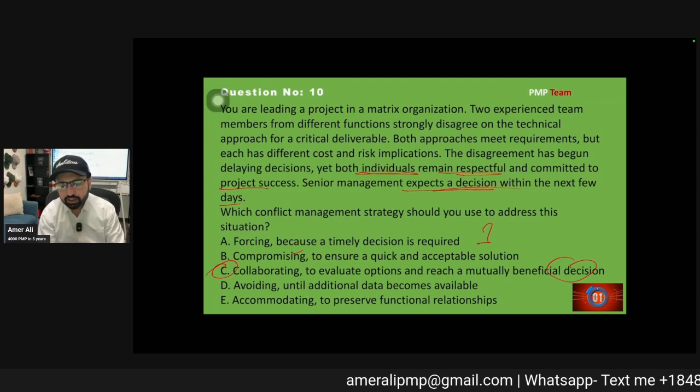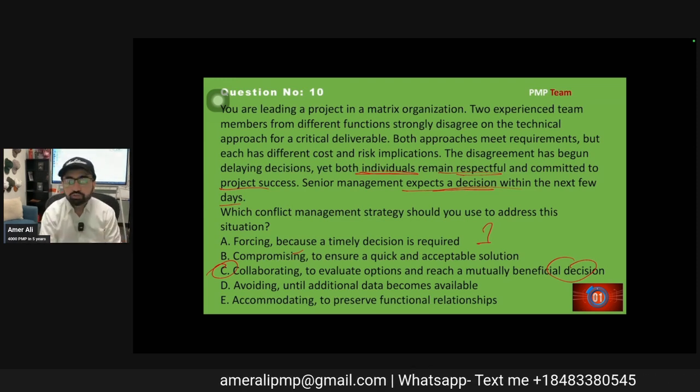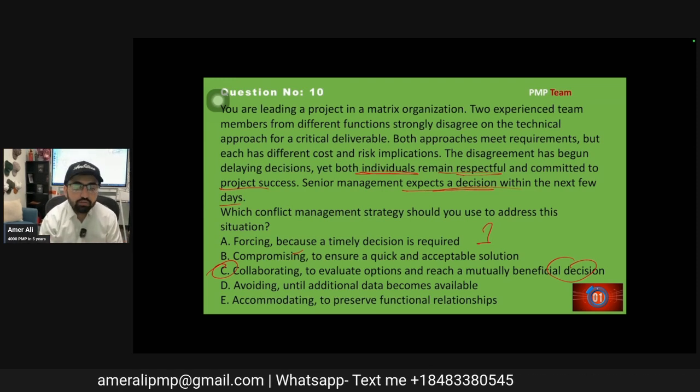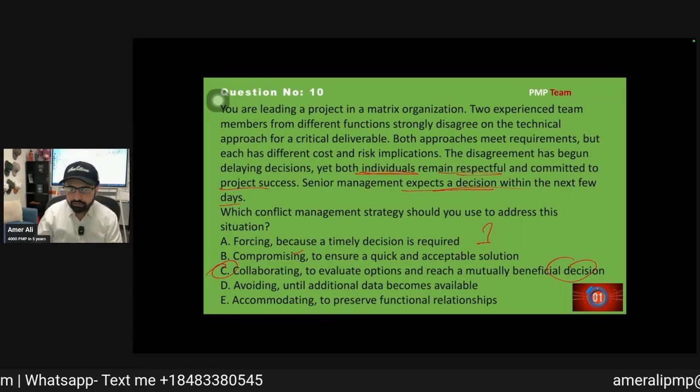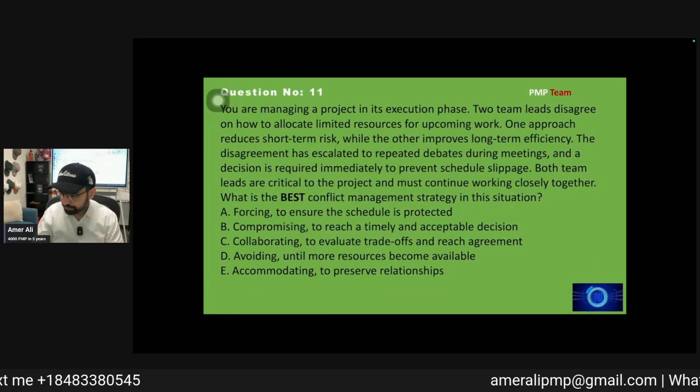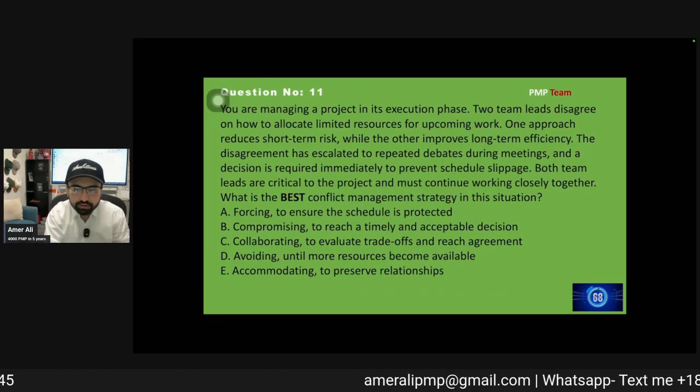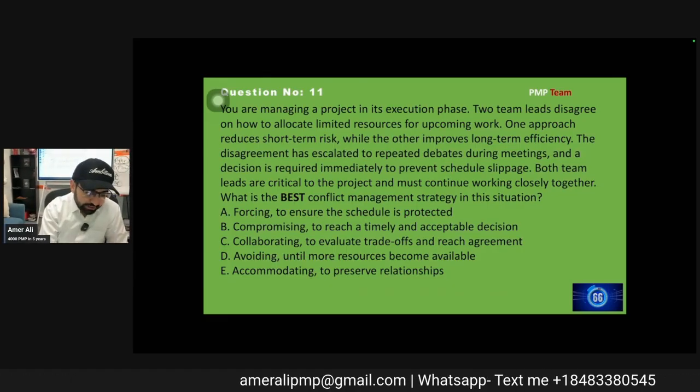Guys, take a screenshot of this question. This actually shows why we use forcing, why we use compromising, why we use collaborating, avoiding, and accommodating. Very good question by me. Another conflict management question. It is that important that this is the third question on it.